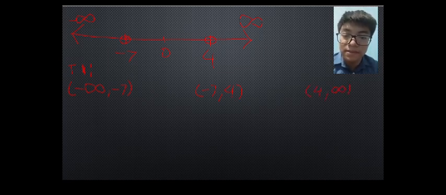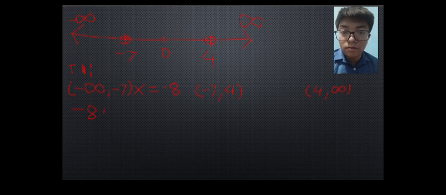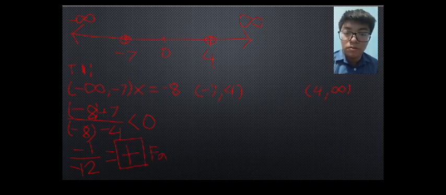to positive infinity. For our test interval number 1, we'll take x equals negative 8. So open parenthesis negative 8 close parenthesis plus 7 over open parenthesis negative 8 close parenthesis minus 4. Now that will become negative 1 over negative 12. If we divide it, it will become positive, okay? So it's false here because it is not less than 0.